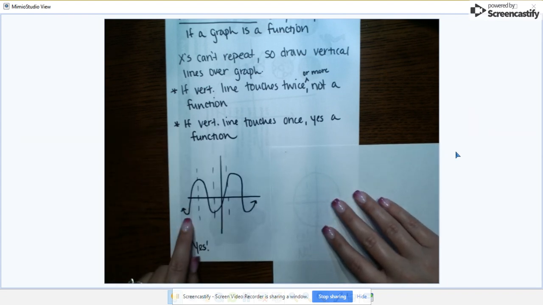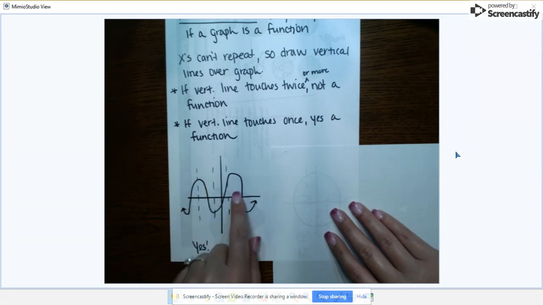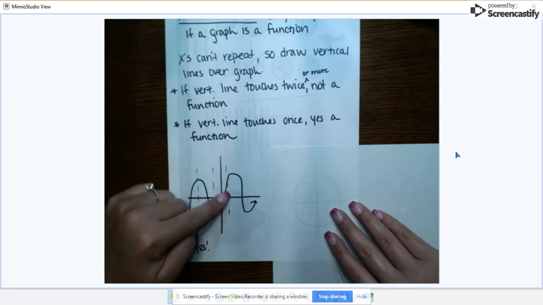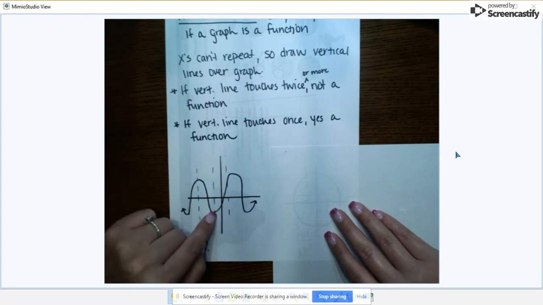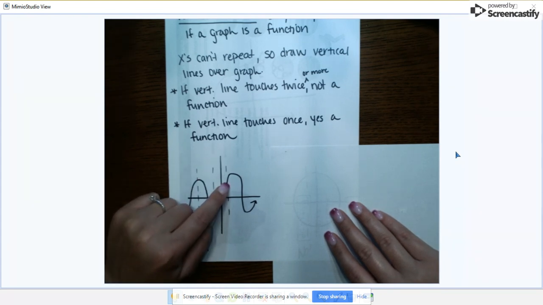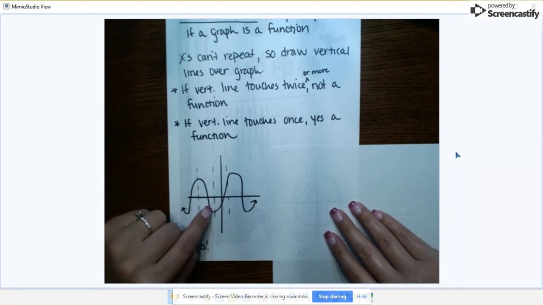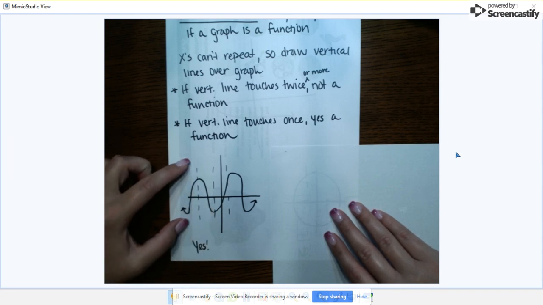So here's an example. Just a random curve drawn on our graph. We draw in vertical lines. We notice that each vertical line only touches my graph one time. Therefore, this x value is only mapped to one y value, and this x value is only mapped to one y value. So we have a function with this graph.